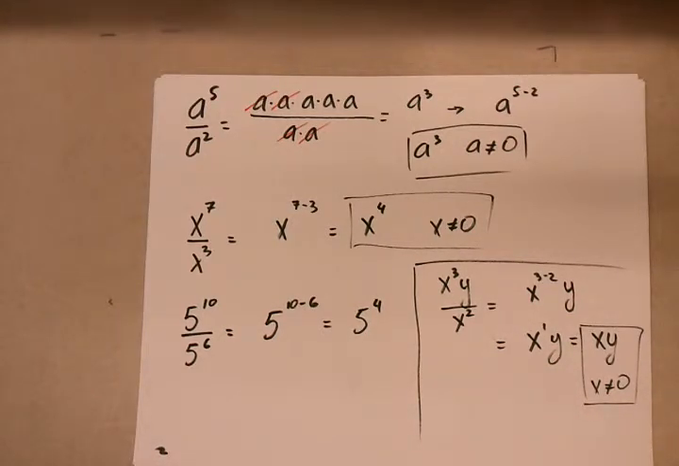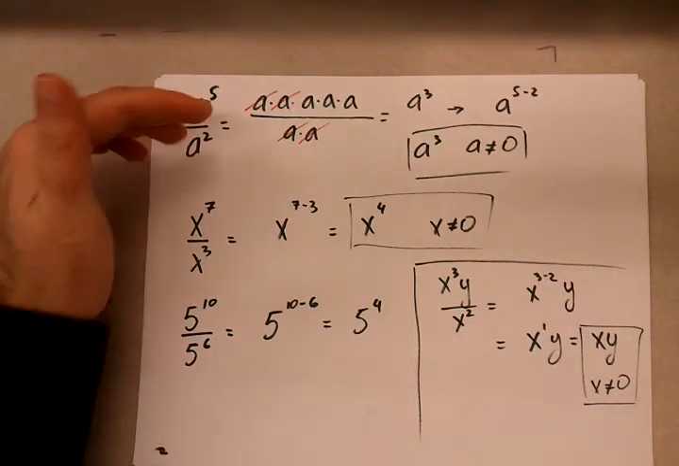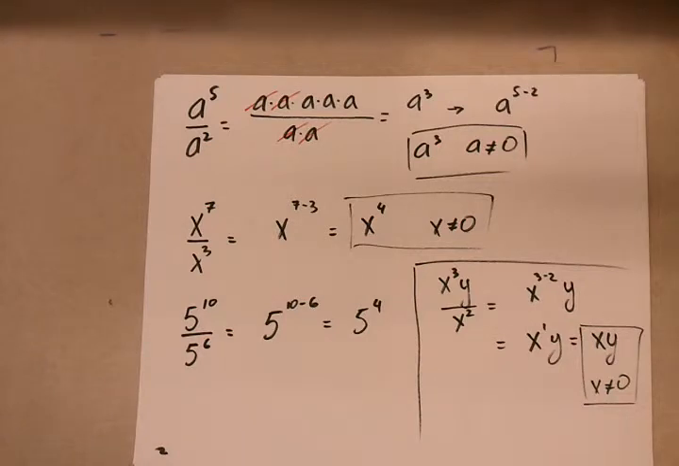So that was the quotient of powers. So again, to divide powers having the same base, you subtract the exponents like we did over here. So next up, we are going to do something a little bit different, not very different, but just a little bit different. We're going to talk about the power of a quotient. So what does that mean?